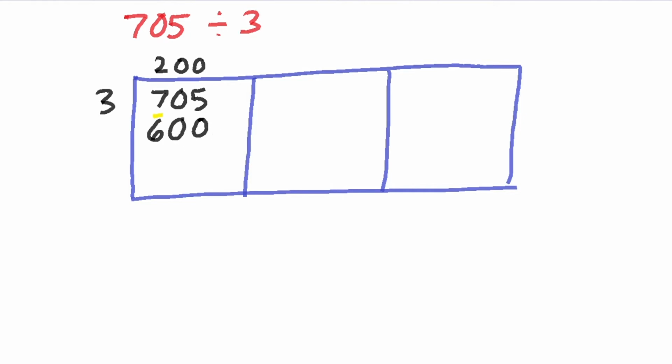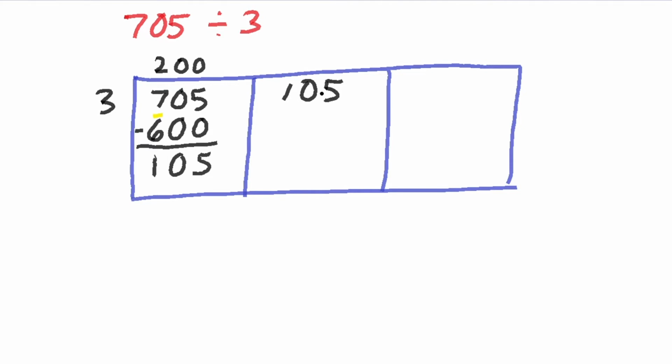Okay, now let's subtract. 5 minus 0 is 5. 0 minus 0 is 0. 7 minus 6 is 1. Awesome. So now we still have 105 that needs to be divided by 3. So let's take this 105 and put it in the next column.